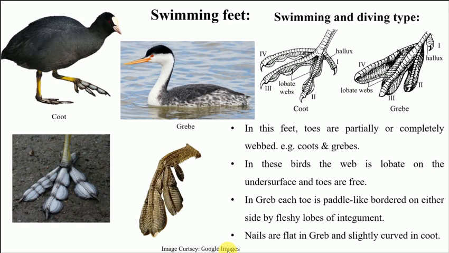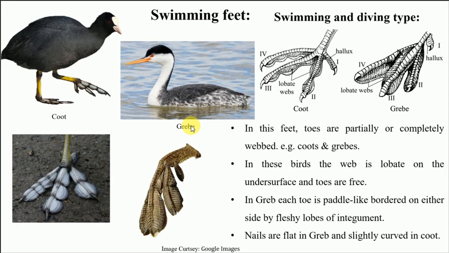Now in the swimming and diving feet, the toes are partially or completely webbed. So here you can see the foot of the coot and the grebe. Here you can see the partially or completely developed webs on the toes of the hind feet. Now these types of feet are found in the coots and the grebes. So this is a coot bird and this one is a grebe.